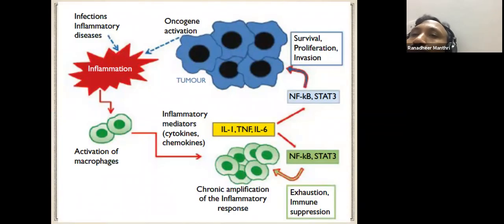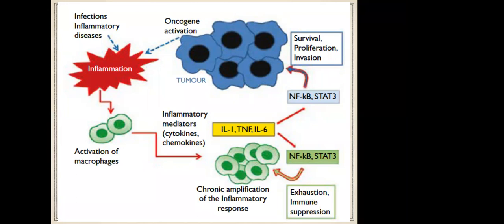Inflammation activates macrophages, which leads to inflammatory markers and chronic inflammation, with amplification of the inflammatory markers. Inflammation also stimulates oncogene activation, and infections and inflammatory diseases also cause oncogene activation. So oncogene activation can cause inflammation, and inflammation can also cause oncogene activation. That's why chronic irritation can cause malignancies. Chronic Barrett's will lead to adenocarcinoma. Here, what is the trigger of chronic inflammation? That's why you know that many of the viruses are causing it.